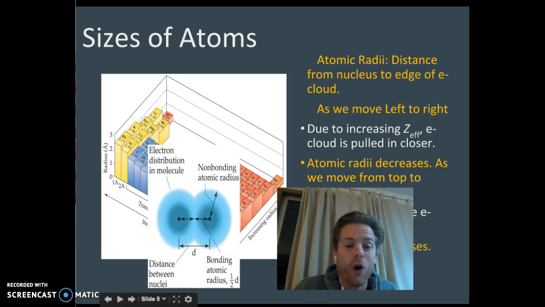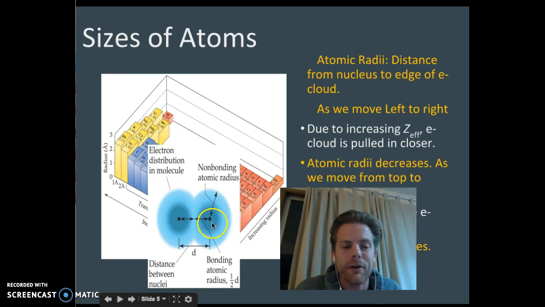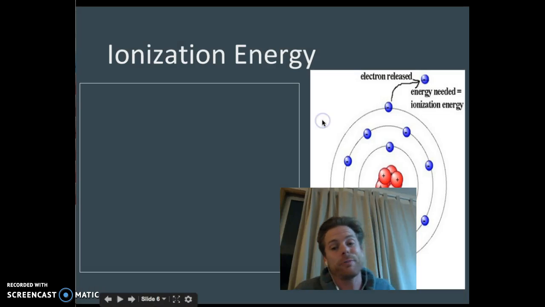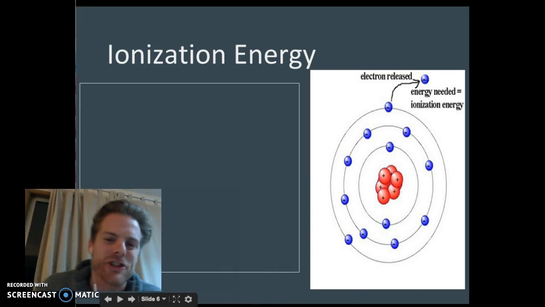I just said that. Oh, here's a cool little drawing, or a little model. Here is the distance between the nuclei, split in half. Distance divided by half is atomic radius, and that's what we're talking about. Dope, dope. All right, ionization energy.